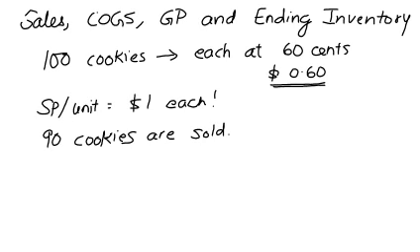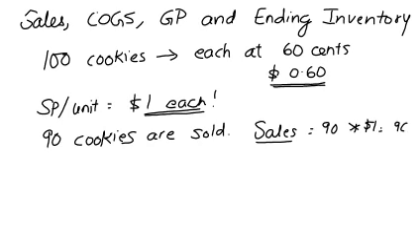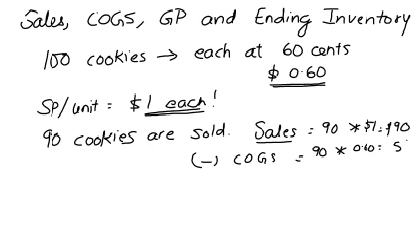Now let us calculate the sales in dollar terms. So the sales equals 90 cookies times $1 each. Remember, I have priced it at $1. So sales is $90 and the cost of goods sold for these 90 cookies is 90 times 0.60, which is $54.